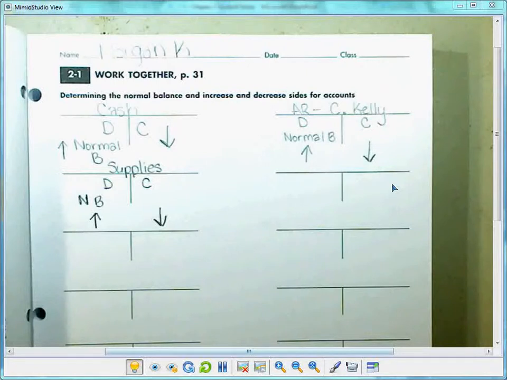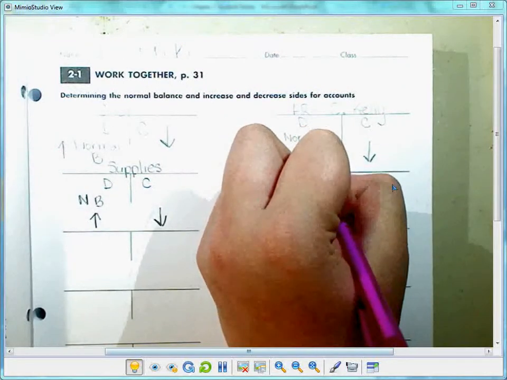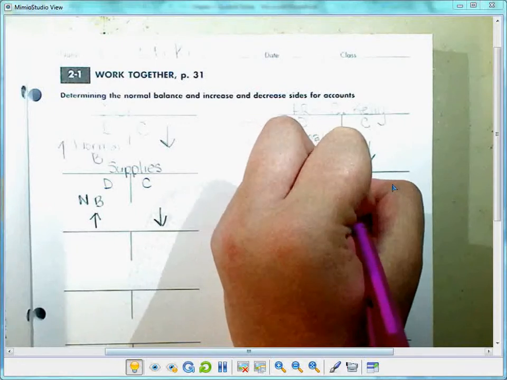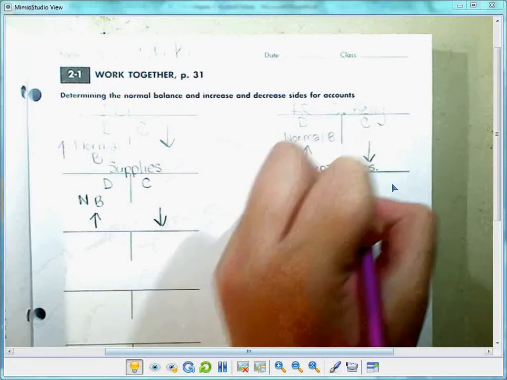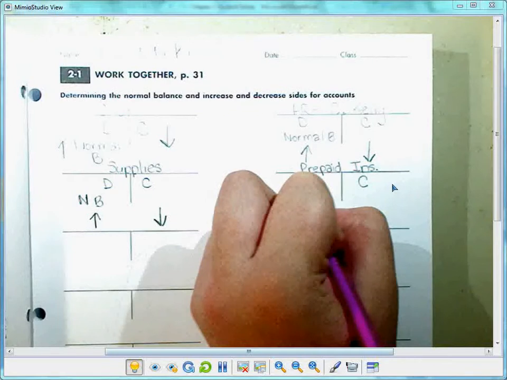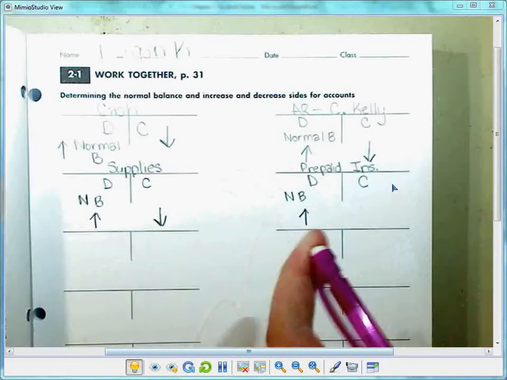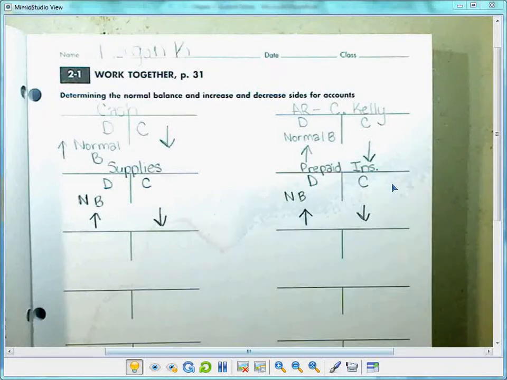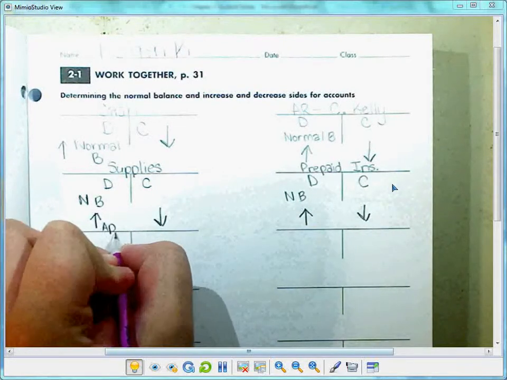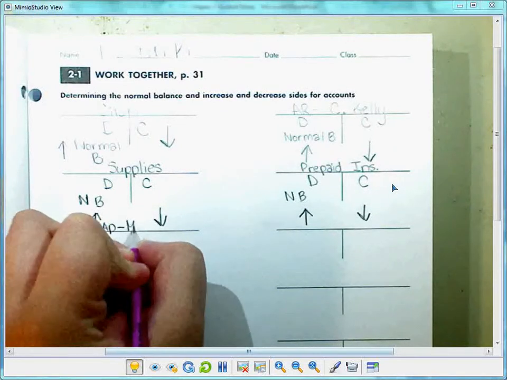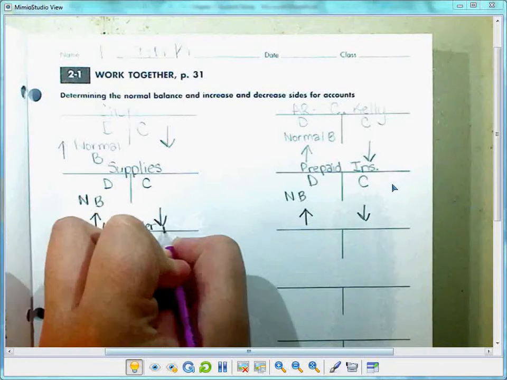Our next account, prepaid insurance. That's another asset, so exactly the same as the previous three. Okay, our next account is accounts payable, Miller supplies. So shortcut would be AP dash, and I would write out Miller, and then just abbreviate supplies SUP.